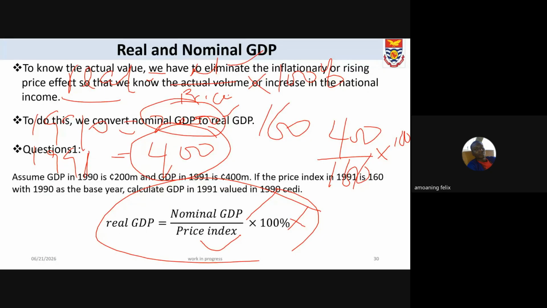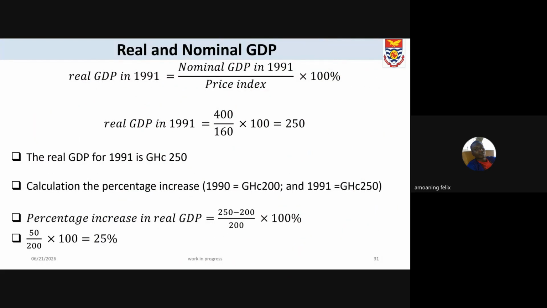Those with a calculator, when you calculate this out, you are going to get 250. So it tells you that our real GDP for 1991, or our GDP for 1991, should have been 250 if we consider inflation. If we had not considered inflation, it would have been 400. So if I want to find the growth rate from 1990 to 1991, then I'm not going to use 400 again. I'm going to use 250 if I want to find the growth rate.